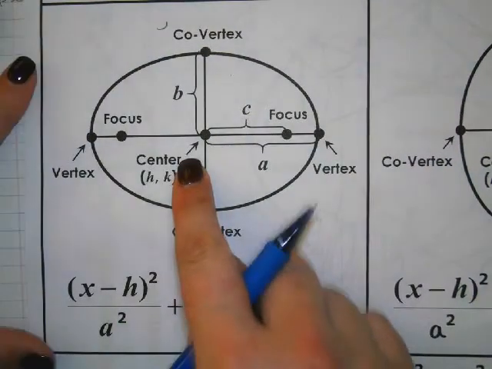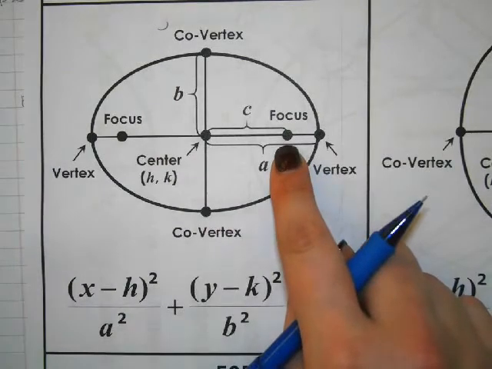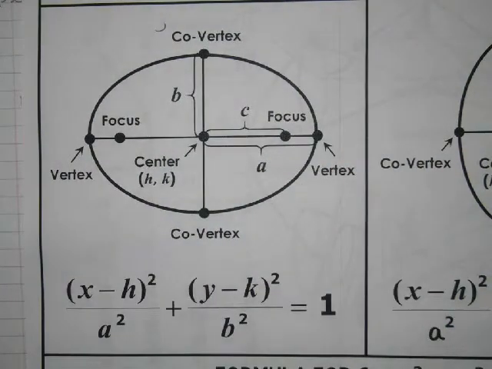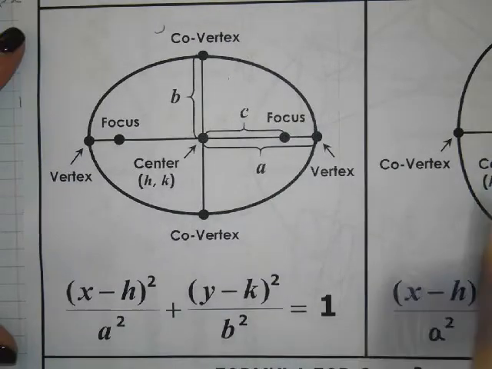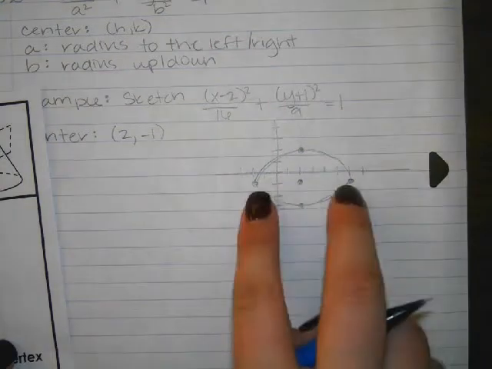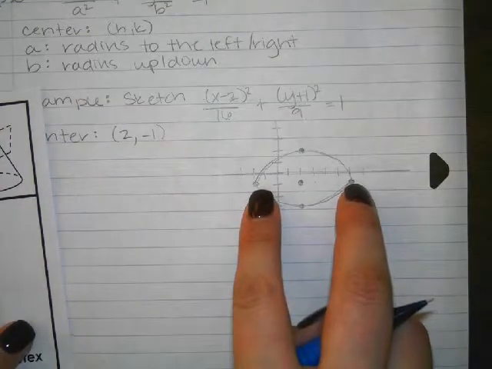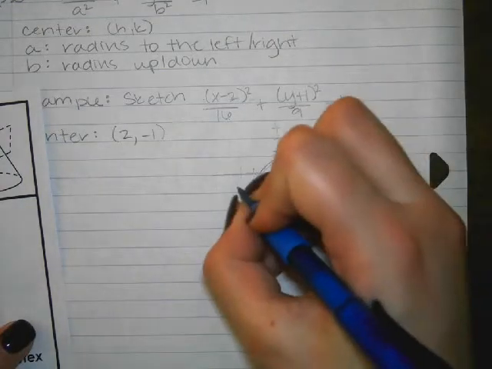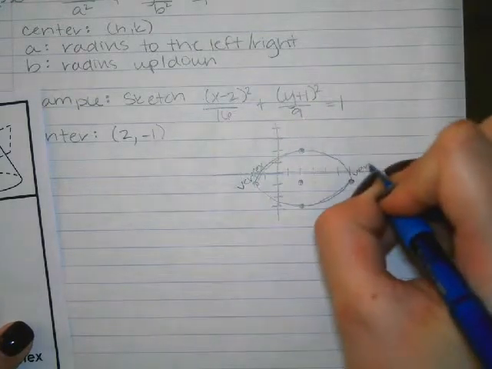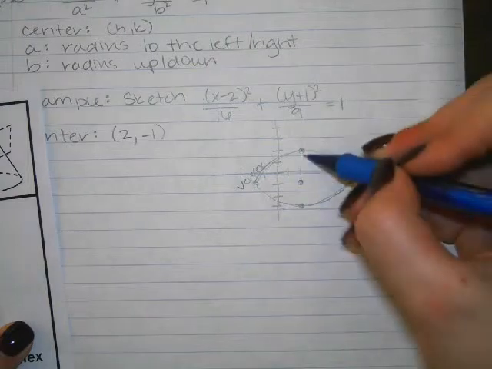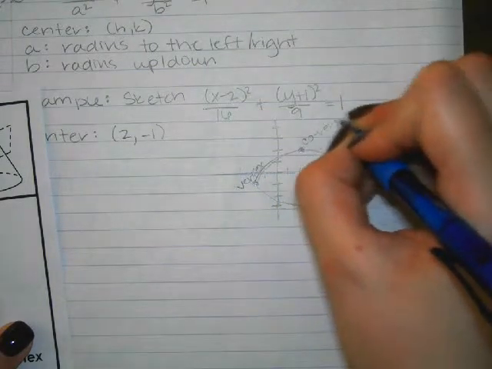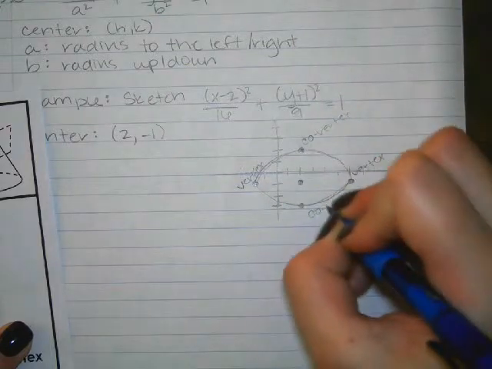We have different names for these points, and depending on the orientation of the ellipse, the names change. So the names are based on the picture. Whichever points are furthest, left and right or up and down, are called the vertices. So for this one, here's a vertex, here's a vertex, and then whichever ones are closer are called co-vertices. So we have a co-vertex and a co-vertex.